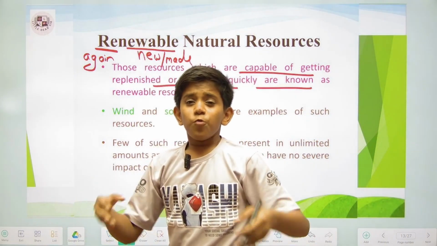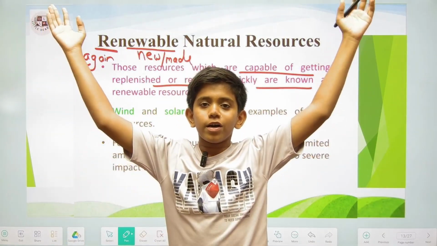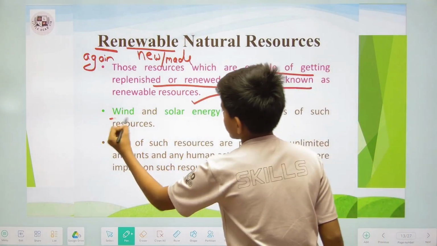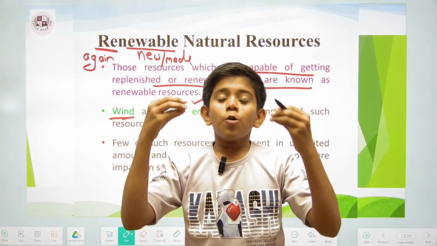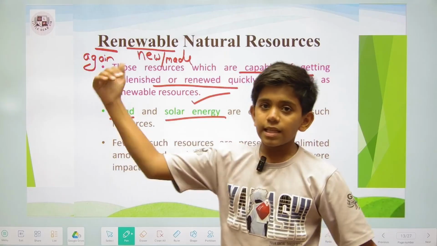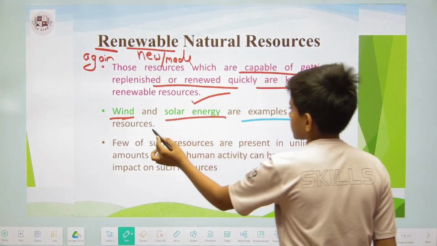Now these resources are in unlimited quantity. The more you use them, they keep getting bigger and bigger. So these are the renewable natural resources. Wind and solar energy. People can take as much wind as they want. It is not going to be finished. The solar energy, the sunlight coming from the sun, is not going to be finished. These are examples of such resources.